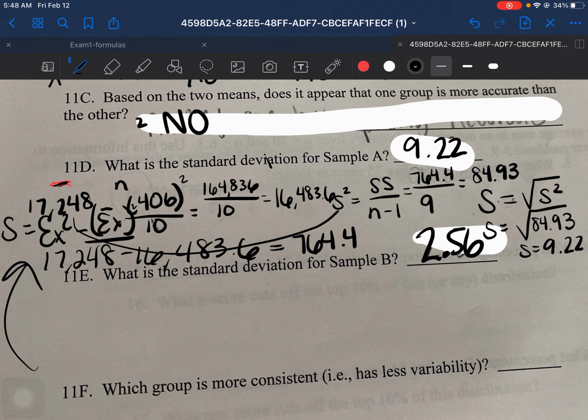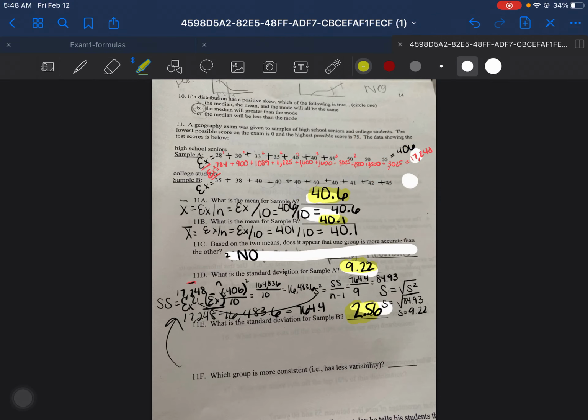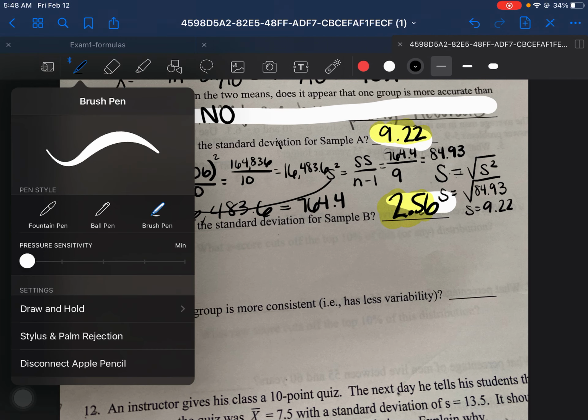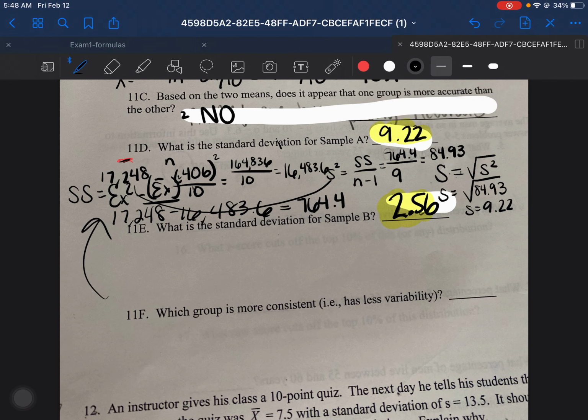So if you try it out on your own and you don't get 2.56, then that's a good indicator that you need some more practice with standard deviation, and I could just leave a comment and I can make some more videos on that. So our final question on this one asks, which group is more consistent, meaning has less variability? So the one with less variability is going to be sample B, since the standard deviation was smaller, and our standard deviation represents variability.